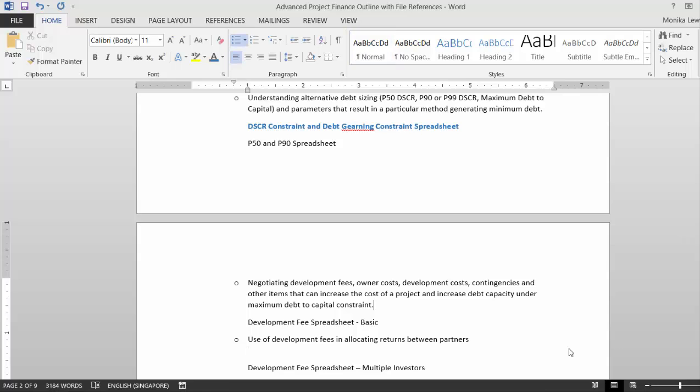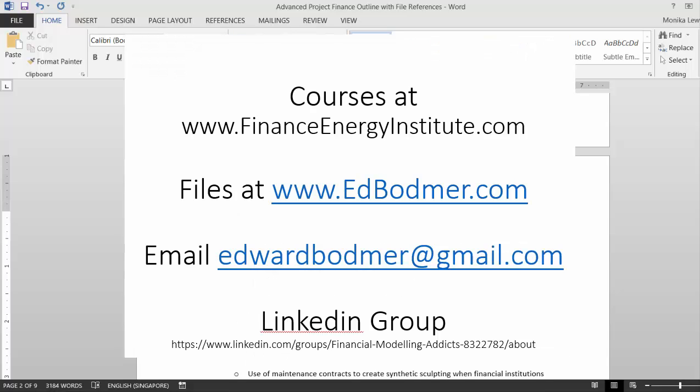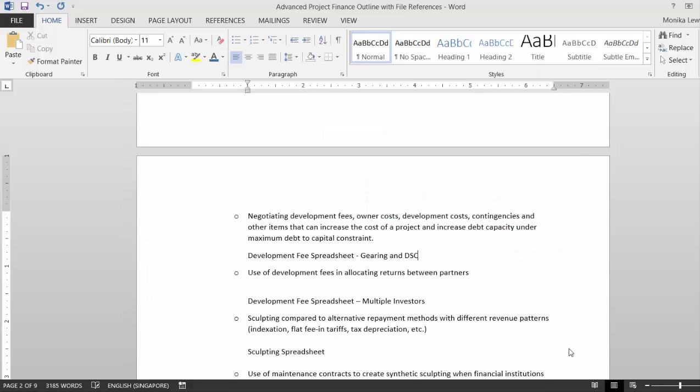I'm going to make another one that just focuses on development fees, both in terms of gearing and DSCR, and as well equity IRR, and then we'll make a development fee one if we want to split up different investors.